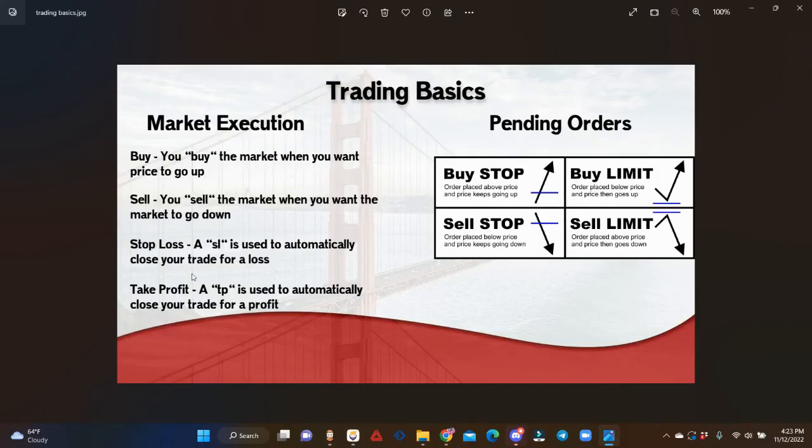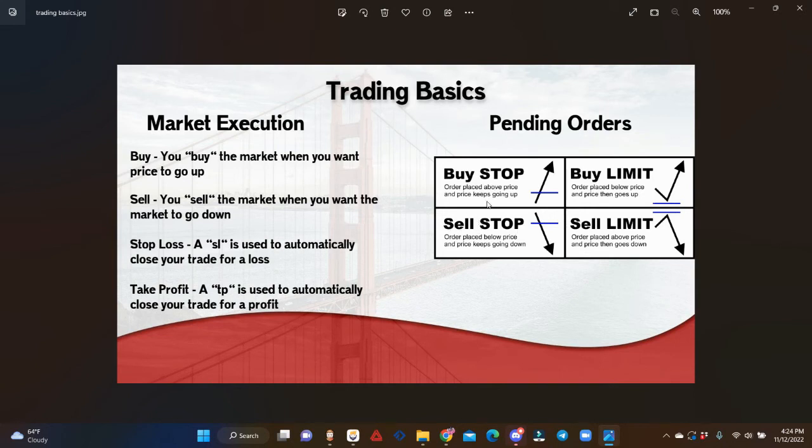So that's pretty much what market execution is. You have buys and you have sells. Pretty much all of your trades are going to have a stop loss and a take profit. Okay. But now we're going to talk about pending orders. All right. So you have buy stops and you have sell stops.